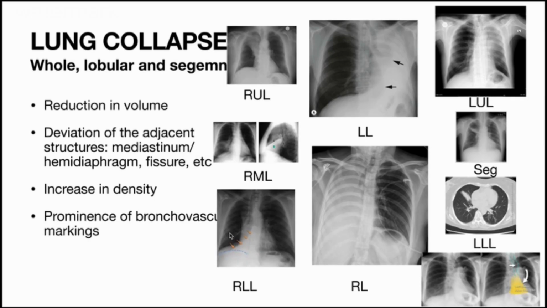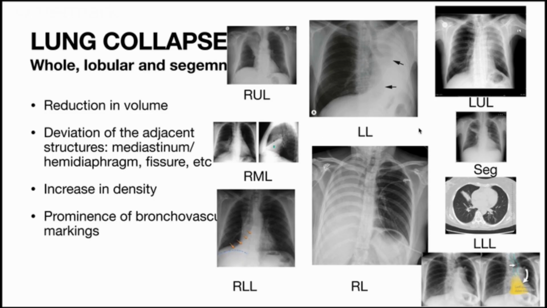Usually when the lung collapses, we have obviously reduction in the lung volume, deviation of the adjacent structures, let's say the mediastinum and the hemidiaphragm and the fissure, so it tends to pull these towards itself. Again, naturally, that is the positive mass effect. And of course, the lung also increases in density, and we have the prominence of the bronchovascular markings. So when you have these, then you must think about a lung collapse.